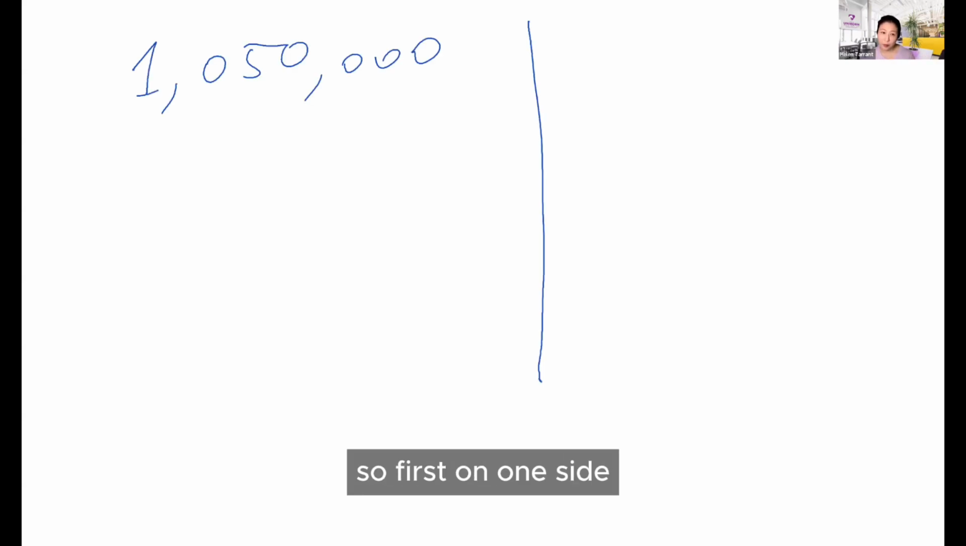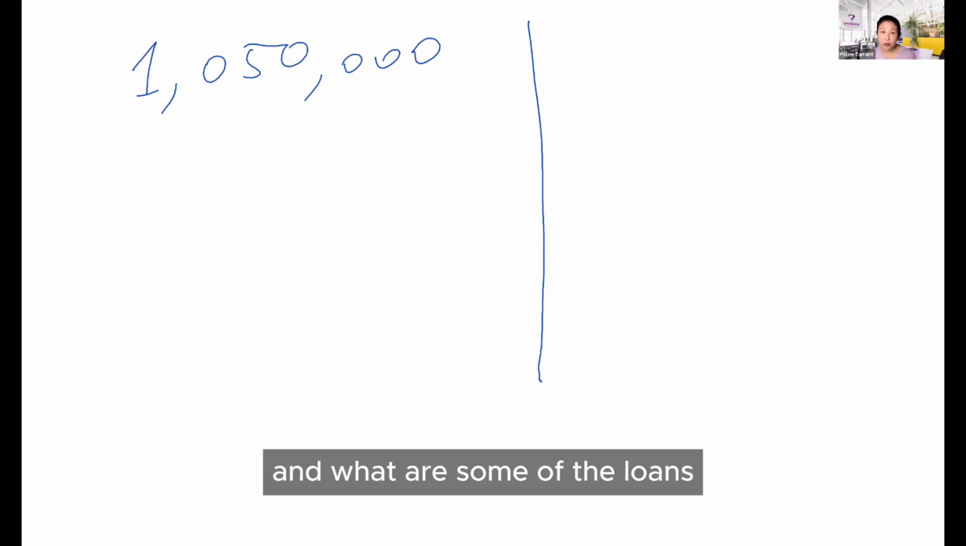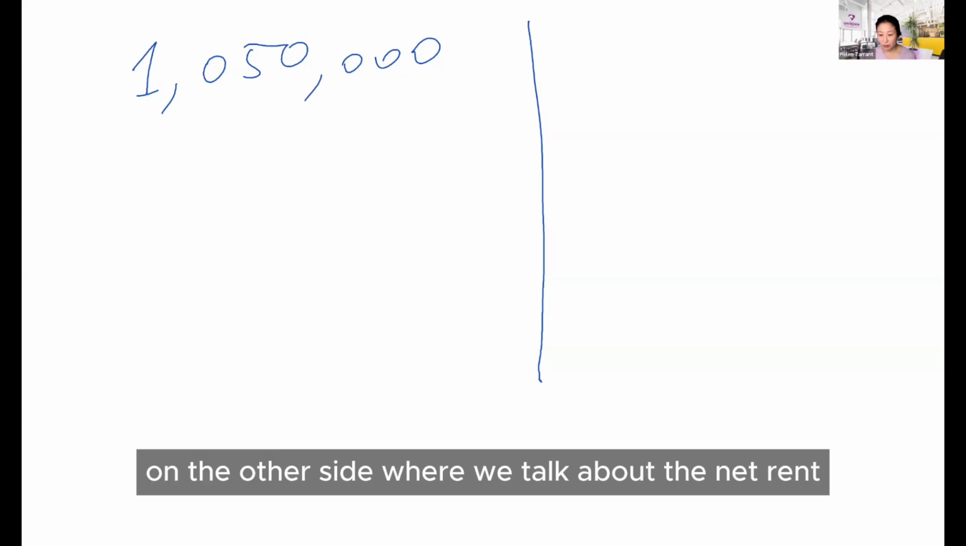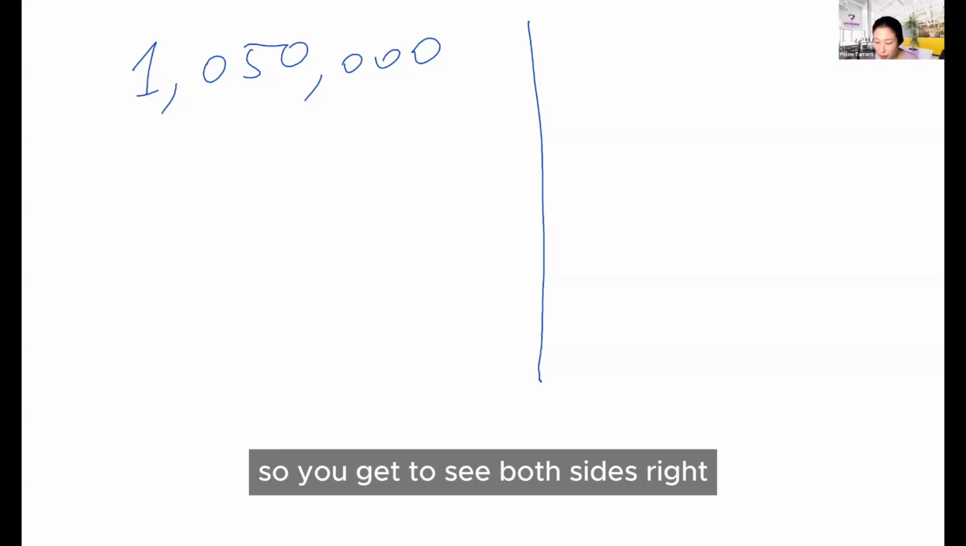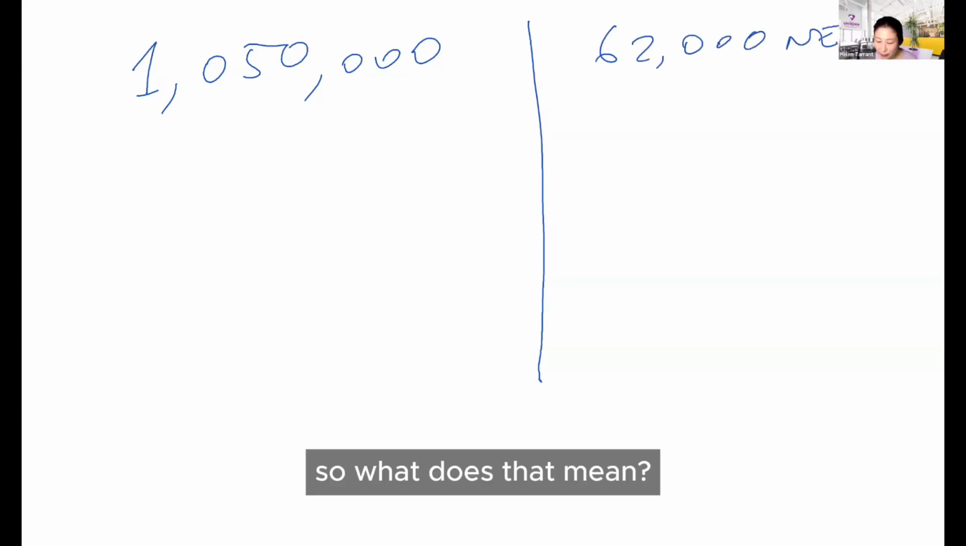First, on one side, we're going to talk about the actual property and what are some of the loans and fees to do with the loans. On the other side, we're going to talk about the net rent. So you get to see both sides, right? So we know the net rent's about $62,000 net. So what does that mean?